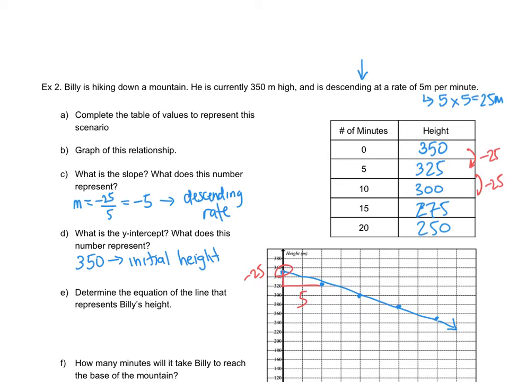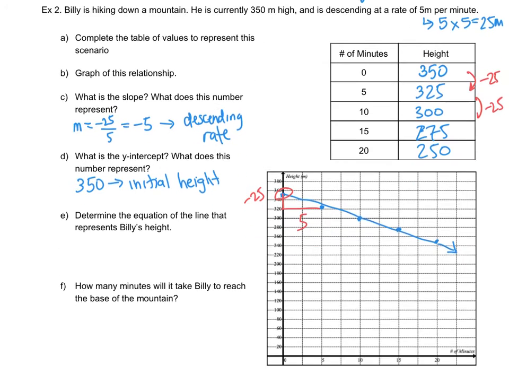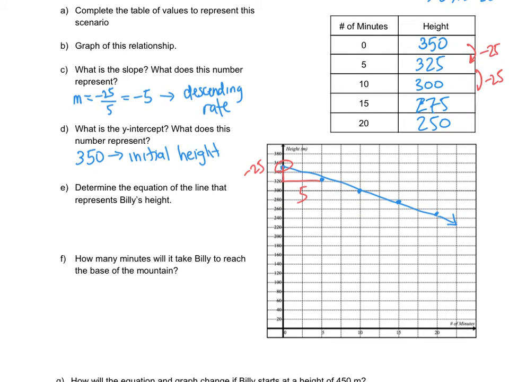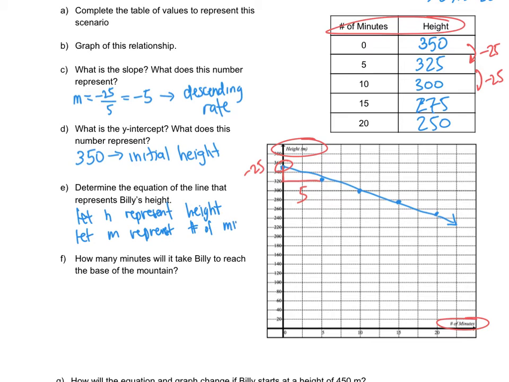Now that we have our slope and our y-intercept, we can write an equation to represent Billy's height. Now, before we do that, we do have to write some let statements because we are going to introduce two variables, one for the height and one for the time. And I know these are my variables for a few reasons. I see them in my table of values, I see them in my graph, and that's what my rate is about, the height change per minute. So let H represent height, let M represent number of minutes, and we know it's a line, so it has to follow y equals mx plus b.